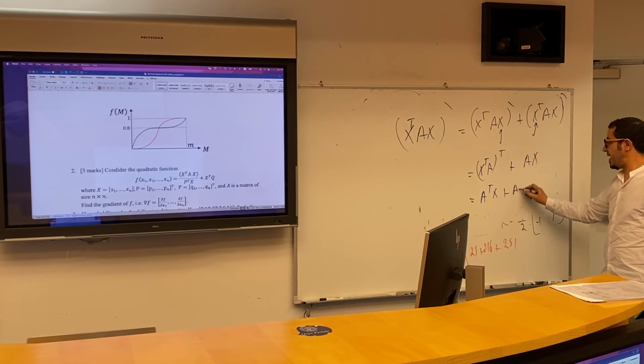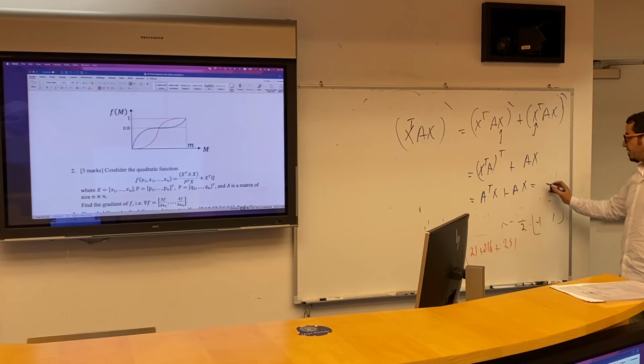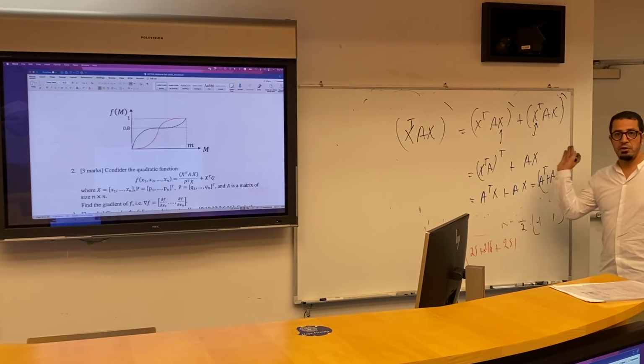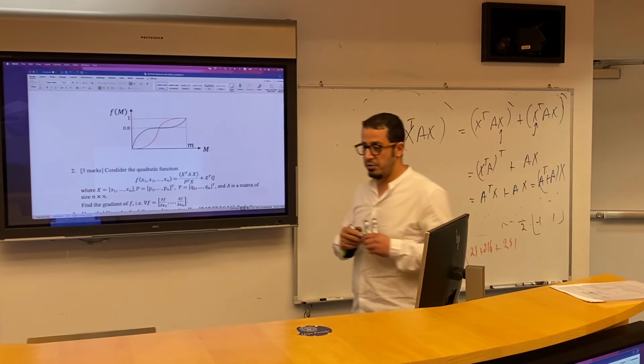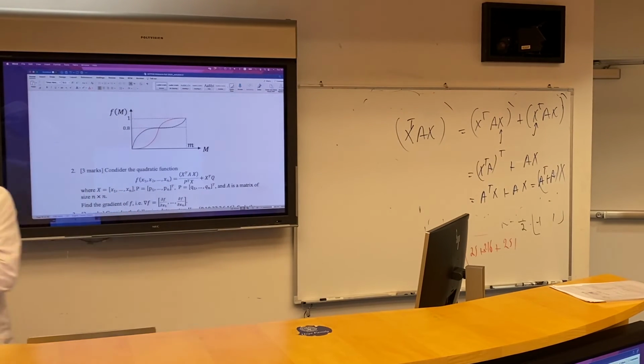ATX plus AX. Take x as a common factor: AT plus AX. Nothing else, done. So what I did, I just applied what we did many times, right? We needed this all the time to do the optimization in matrix equations. That's it, nothing else.